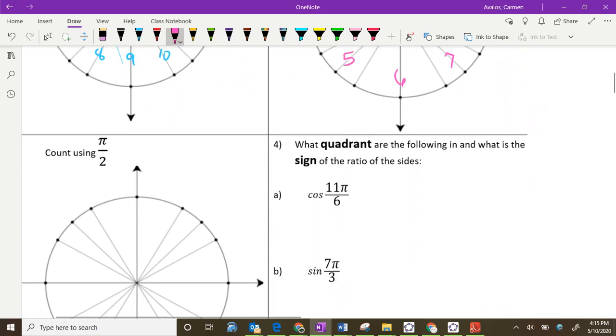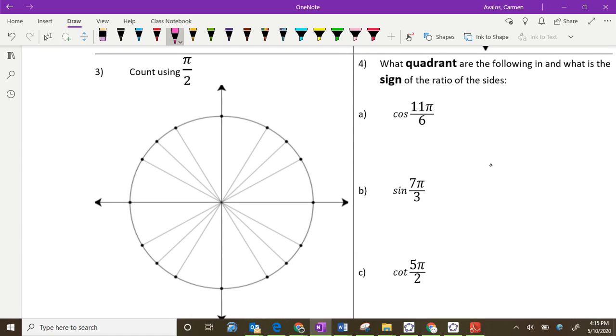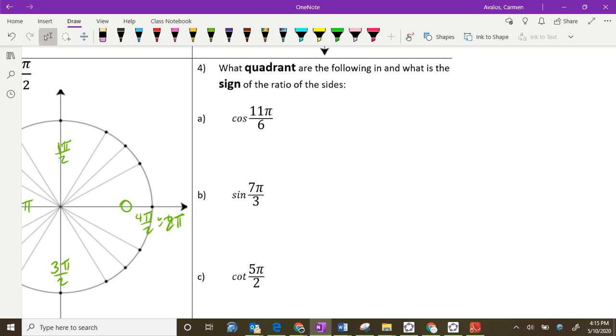Okay, so now how could I count by pi's over 2s? Well, that's the same way. So we could start counting the pi's over 2s the same way that we did before. So we start here at 0, and then that's 1 pi over 2, 2 pi over 2, which is just pi, 3 pi over 2, and then 4 pi over 2, which is 2 pi. So counting by pi's over 2s is pretty easy as well. Okay, and then here, that's what we're going to use.